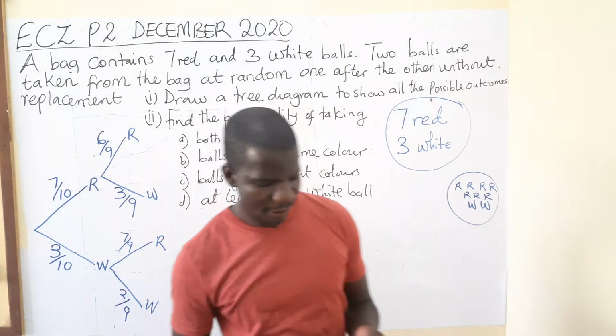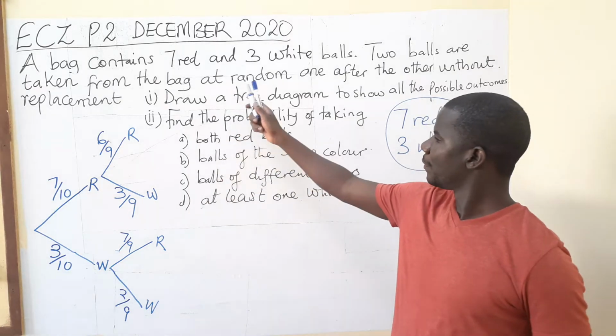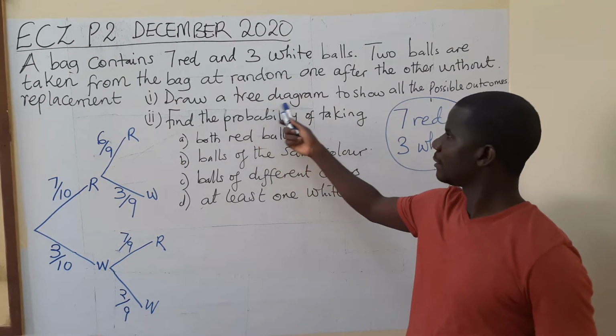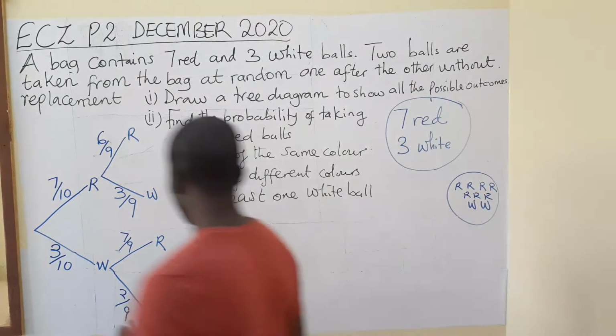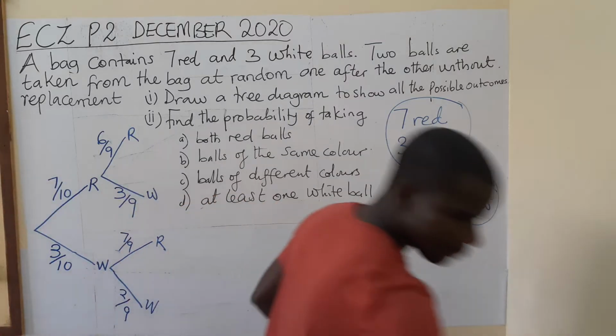It means we have answered the first question. Here, this is the tree diagram. Draw a tree diagram to show all the possible outcomes. So here, this is what we have.